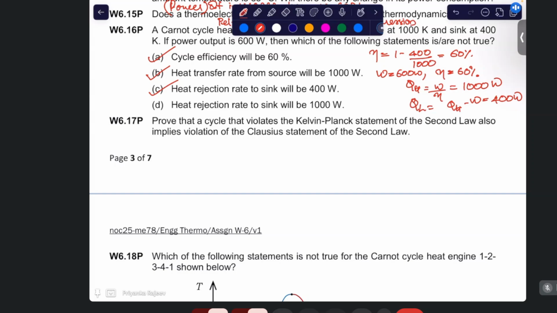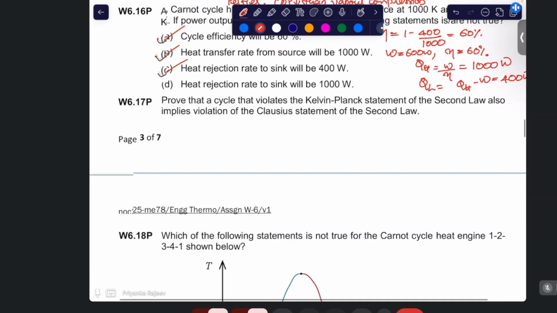So if you combine that device with a reversed heat engine, for example, a heat pump or a refrigerator, you can transfer heat from cold to hot. So transferring heat from cold to hot without net work input violates Clausius. So violation of one implies the violation of the other. So what is the thing?